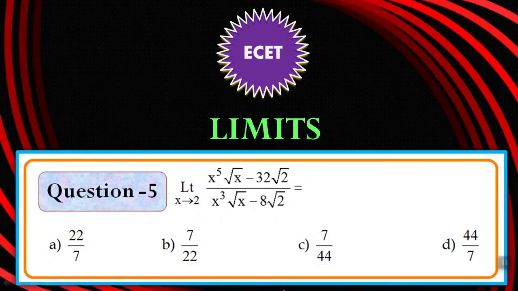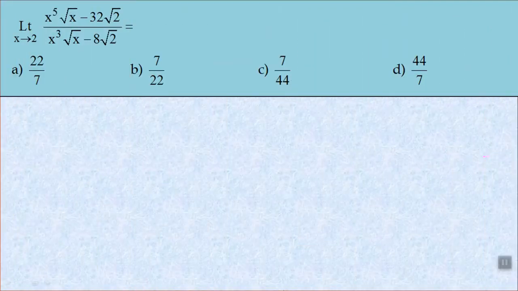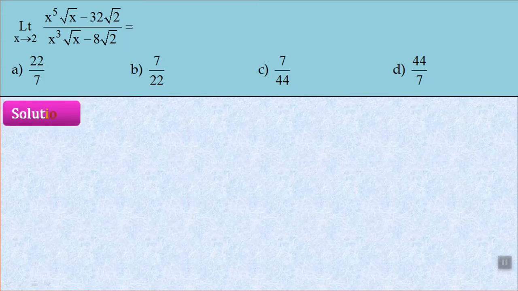Dear students, see the question number 5. Read the question and write it. The question is, limit x tends to 2 x power 5 into root x minus 32 into root 2 divided by x cube into root x minus 8 into root 2 is equals to. Let us start the solution.